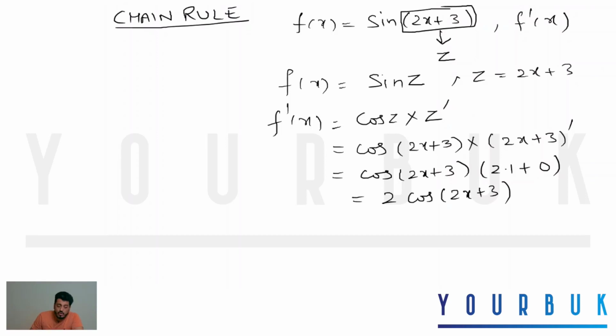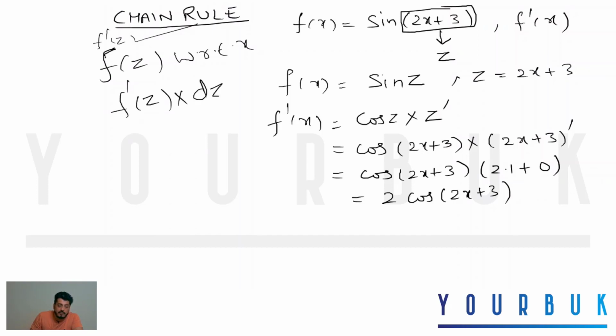Chain rule is actually, if your function is given in some other variable, that is, if the function is f of z, and you're trying to find the derivative with respect to x, that is, find f dash z with respect to x. So what your chain rule says is that you just find the derivative of f with respect to z and then multiply it by dz by dx. This is what your chain rule is all about.